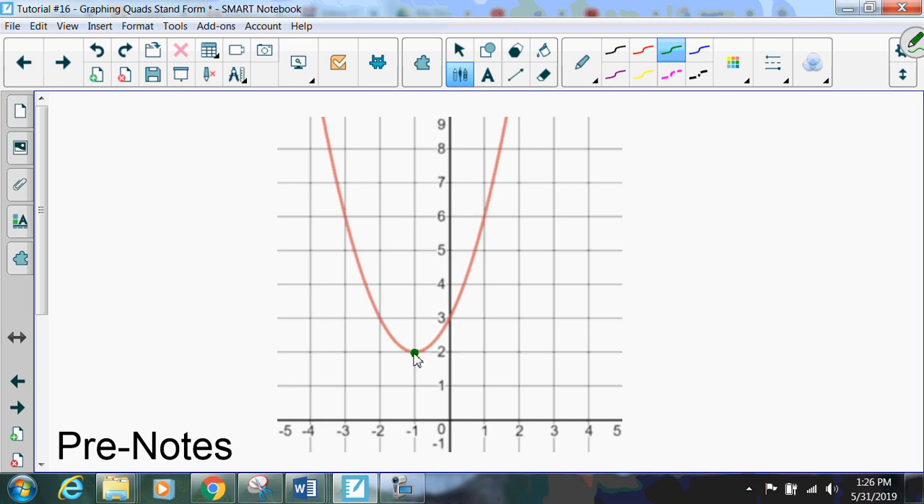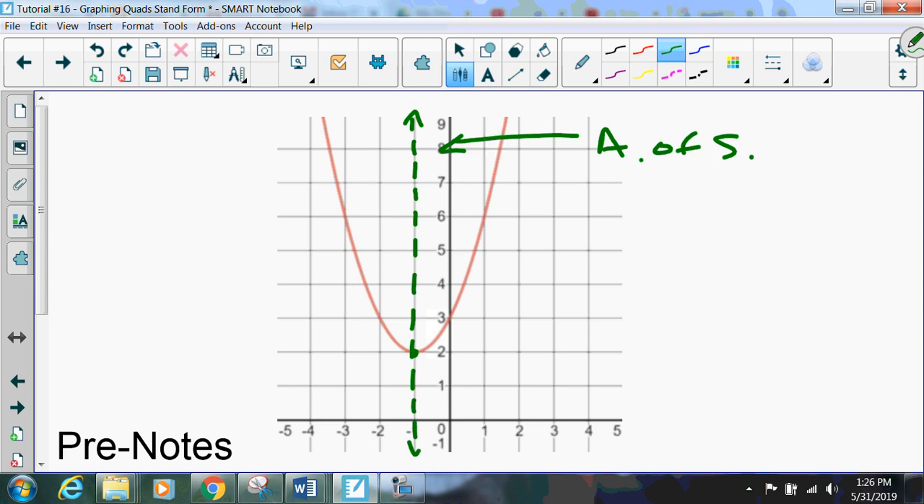And we also notice that if we drew a vertical line straight through that vertex, we split the quadratic in half. And what that means is that the quadratic is symmetrical. The left side follows the same pattern as the right side. In fact, this vertical line that we just drew is called the axis of symmetry. You don't have to spell it. I just want you to know that that's what that line is called.